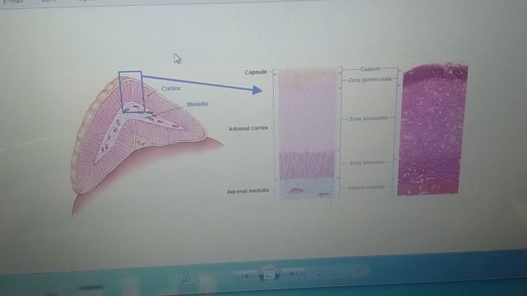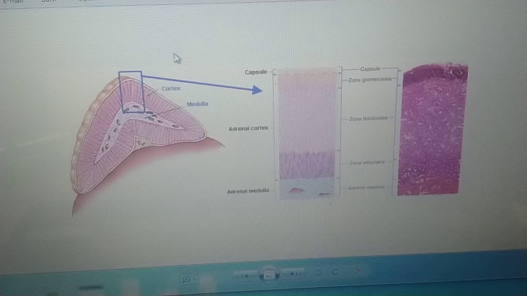The cells of this zone secrete glucocorticoids. Now zona glomerulosa will secrete mineralocorticoids, then fasciculata will secrete the glucocorticoids, and they are named so because they affect the glucose homeostasis. That is the balance of the glucose is maintained by it.